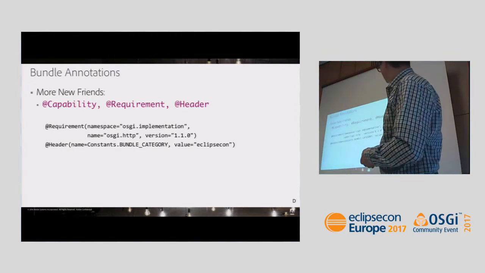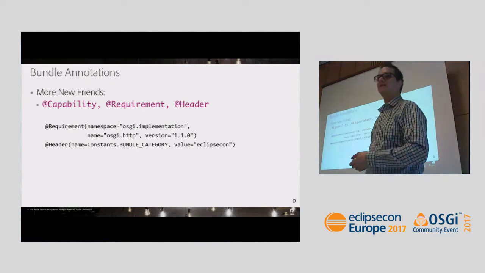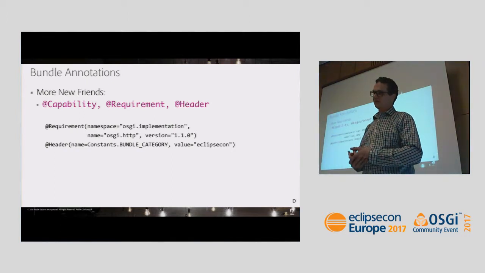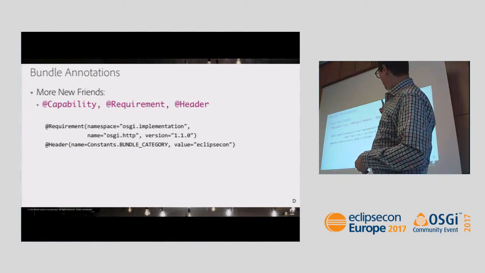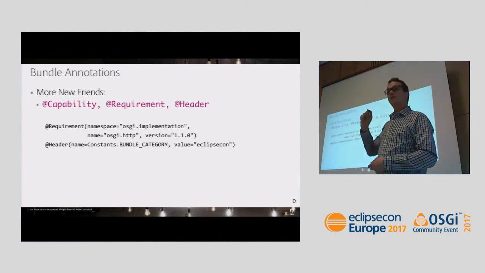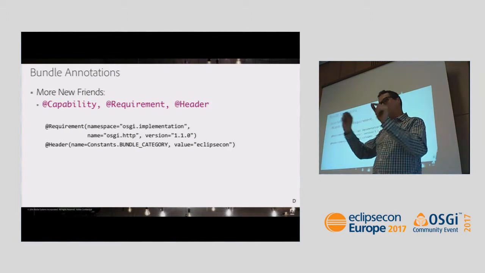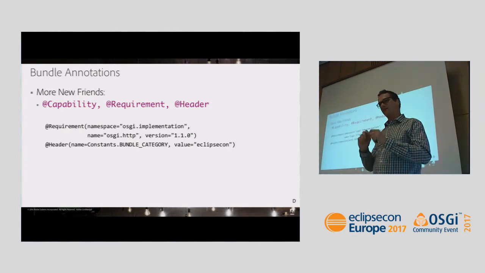The version, is it an OSGi range, or is it? Capabilities and requirements don't generally use ranges, it's one version. And what you do with the capability is that the capability provides all the versions that it's compatible with. So as a consumer with capabilities and requirements, you can just specify one version.